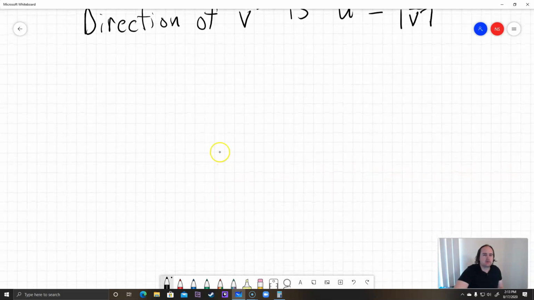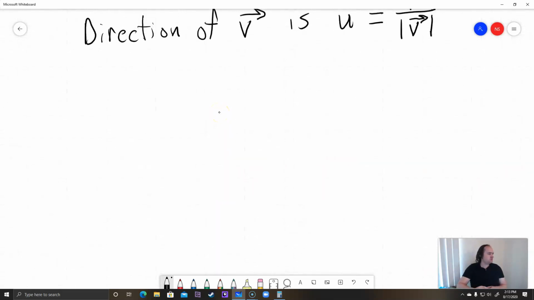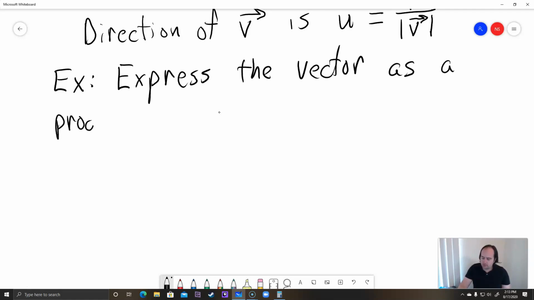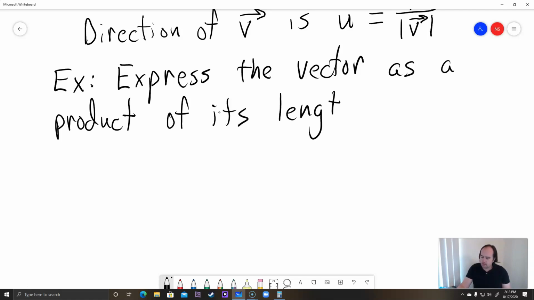So let's see an example. Example: express the vector as a product. Remember, product means multiply. As a product of its length and direction. So, a product of its length and direction.